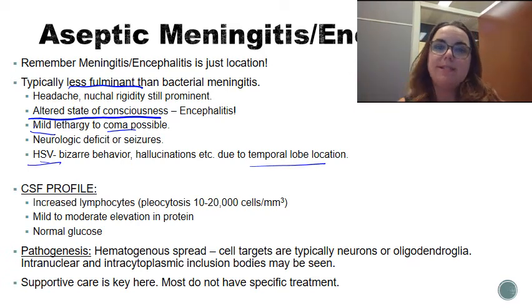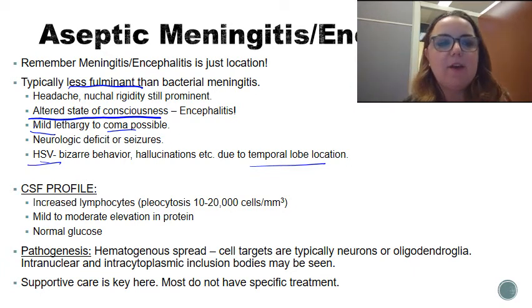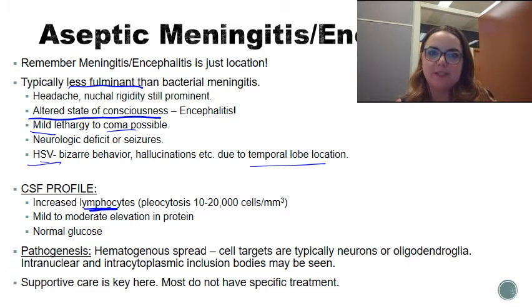CSF profile. So this is going to be different than bacterial meningitis. With bacterial meningitis, remember, we were looking for a lot of polymorphonuclear cells, a decrease in glucose, and an increase in protein. In this case, we're still going to see an influx of cells into the CSF. But what we're going to see this time is lymphocytes, right? And that makes sense. Think about the immune response.